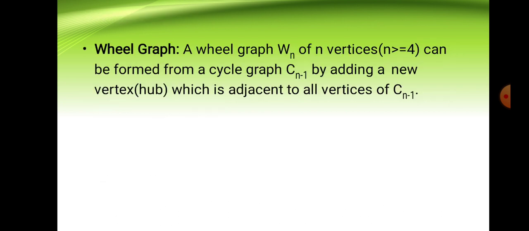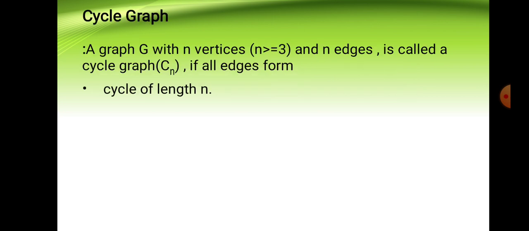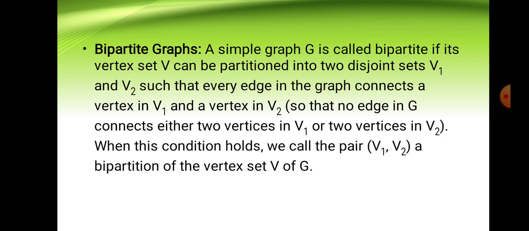Wheel graph. A wheel graph Wn on n vertices, where n is greater than or equal to 4, can be formed from the cycle graph Cn-1 by adding a new hub vertex which is adjacent to all vertices of Cn-1. Cycle graph. A graph G with n vertices, n greater than or equal to 3, and n edges is called a cycle graph Cn if all edges form a cycle of length n.